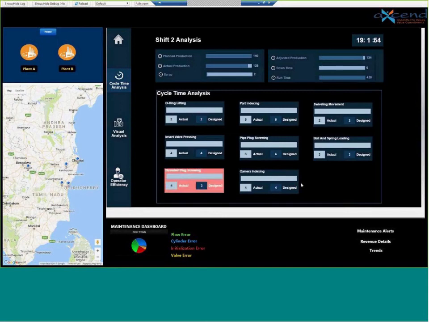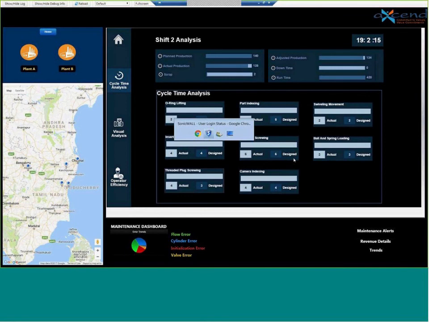So here I see that in one particular operation, the cycle time is more than what was designed. This is the historical data, but I don't know why it has gone down, or how much it has gone down. So one of the things I can do here is go back to my augmented reality view.